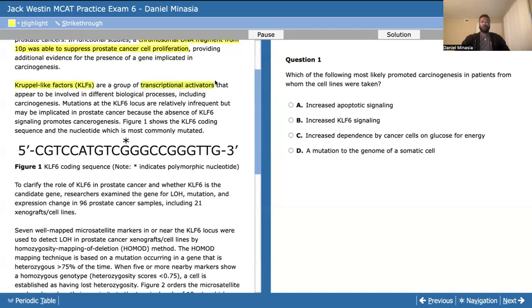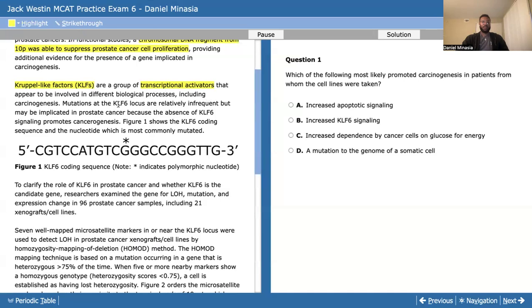So remember your central dogma of cell biology. Transcription to translation, and you get your protein. So transcription is your DNA to RNA. Okay, that appear to be involved in different biological processes, including carcinogenesis.